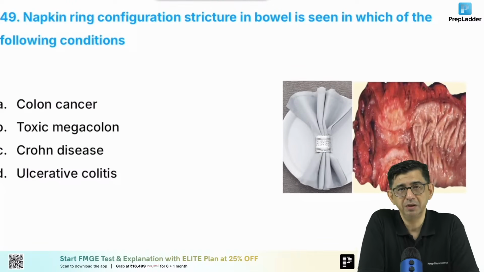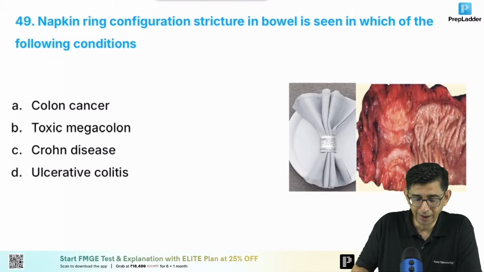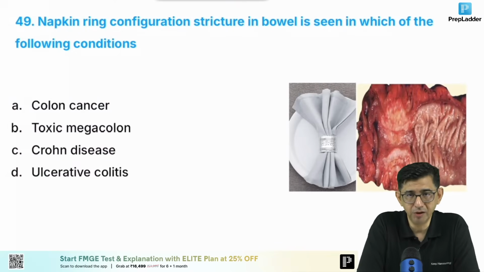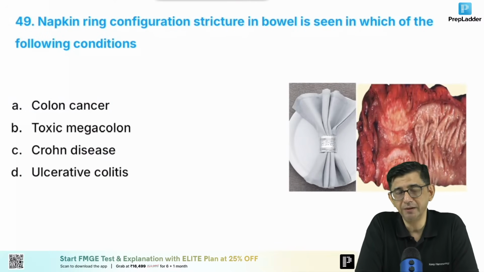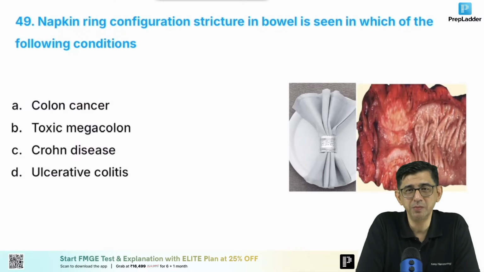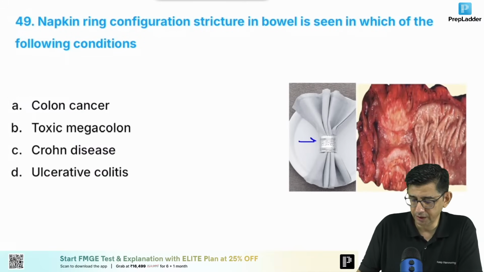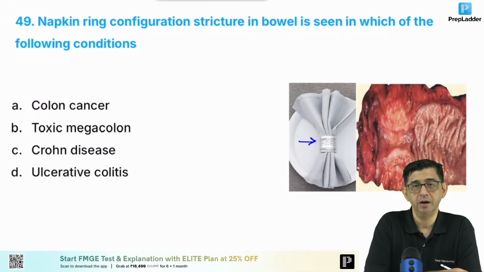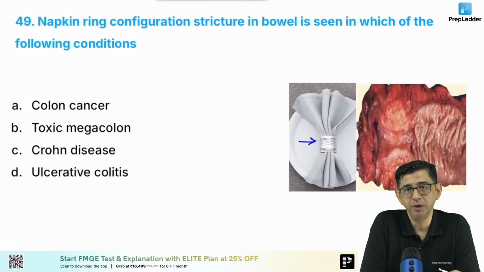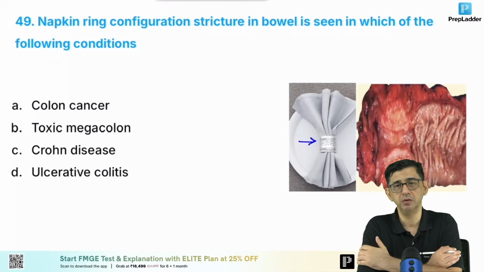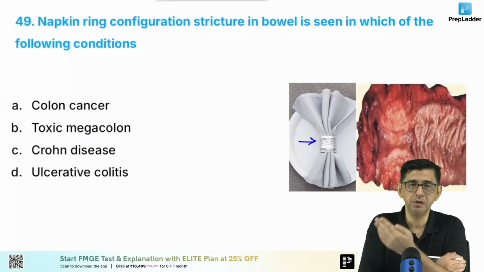For the next question, I did not put any image in the actual question in the app, but today I put an image in the discussion so that it becomes easier for you to comprehend. That napkin ring configuration would be seen because when we go to a good hotel, the plate would have a napkin along with the ring present. Similarly, a stricture can be present because of the colon, and therefore this also gives a radiological appearance.